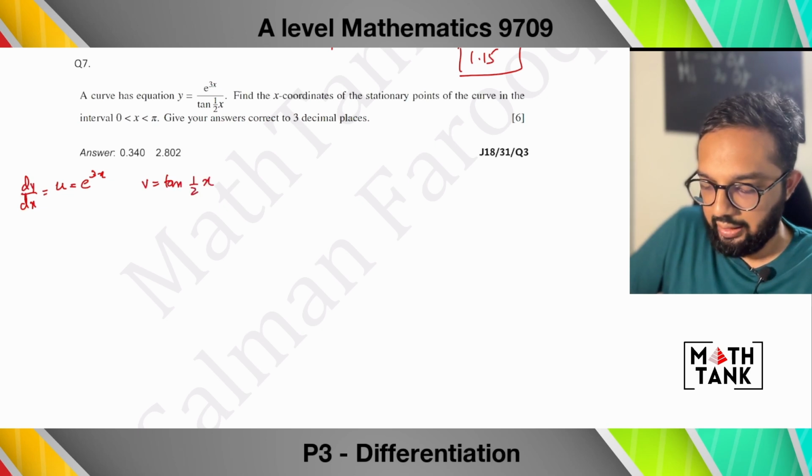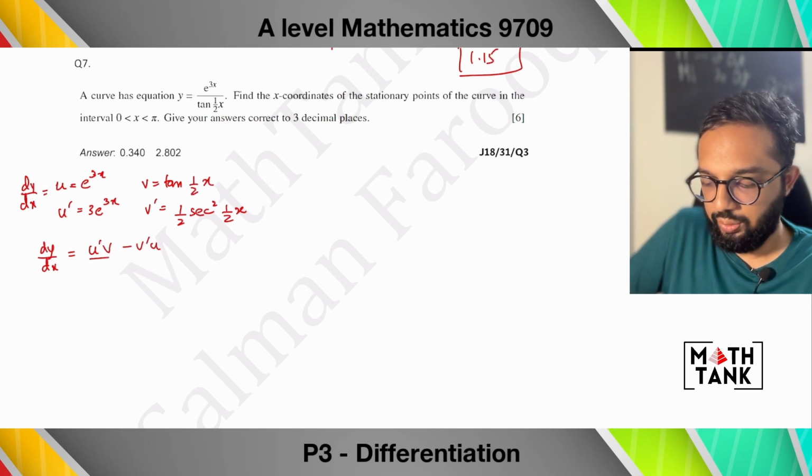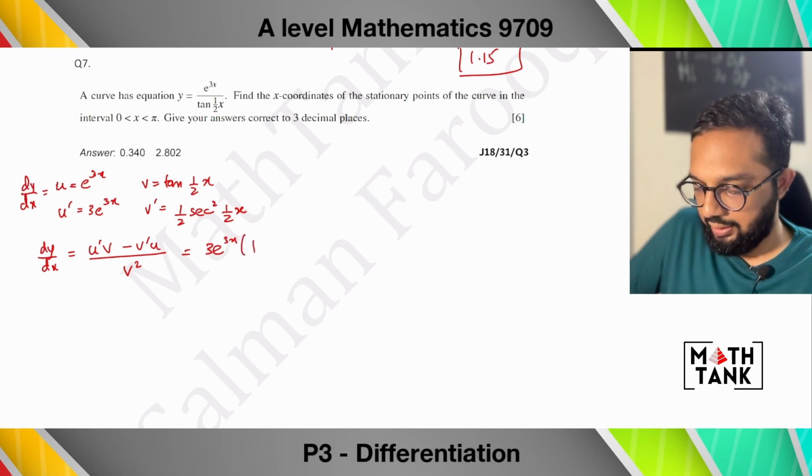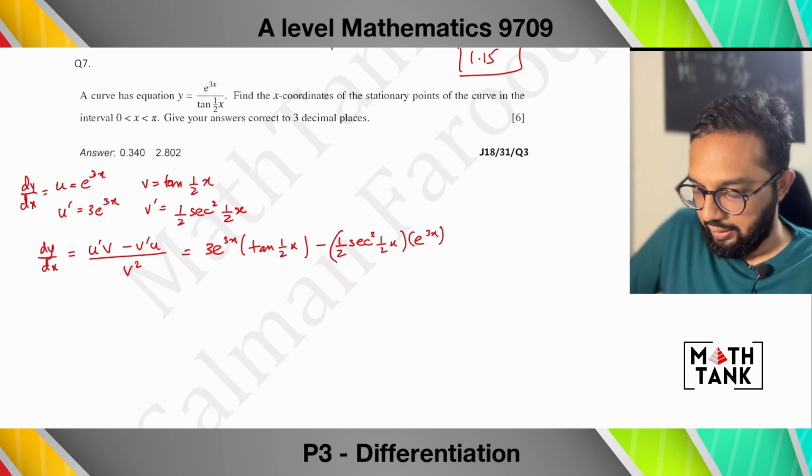Tan half x and u dash is 3e3x. V dash is half sec square half x. Dy by dx is then u dash v minus v dash u over v squared. So 3e3x tan half x minus half sec square half x into e power 3x. Again, I need to equate this to 0.